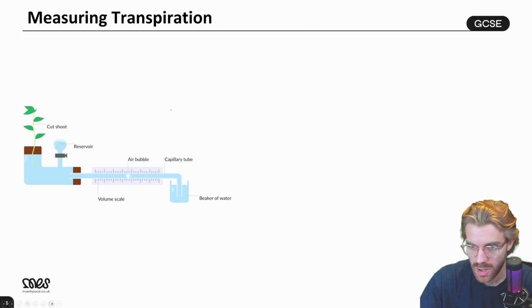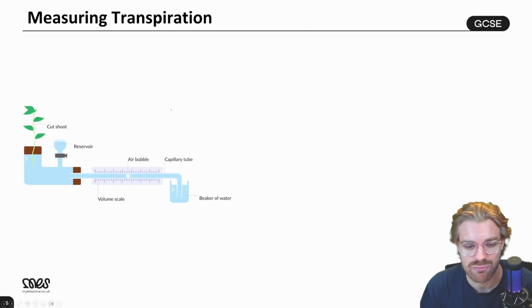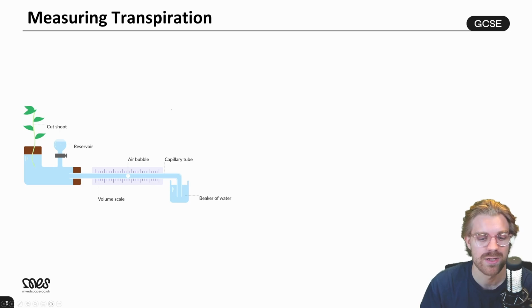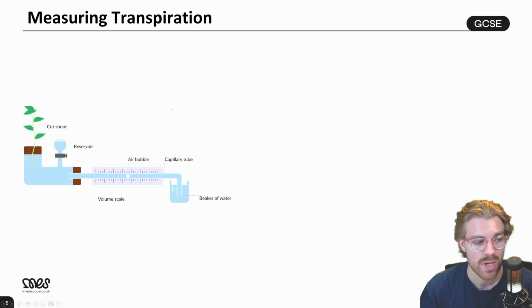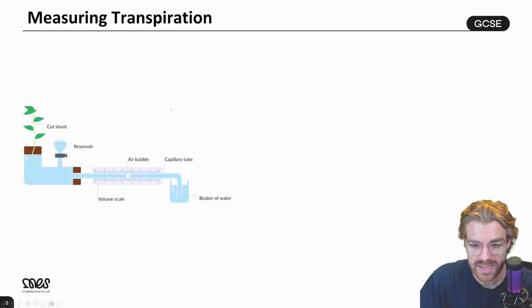Okay. So how do we measure the rate of transpiration then? Now, this is another one of the experimental setups you need to know about. What we're going to be doing is using a piece of apparatus called a potometer.